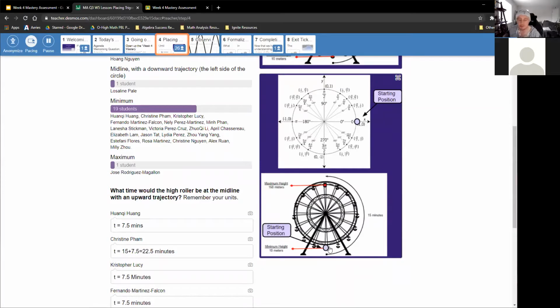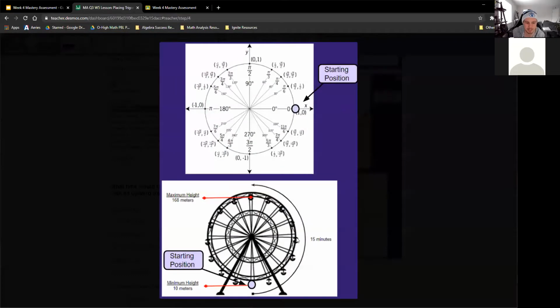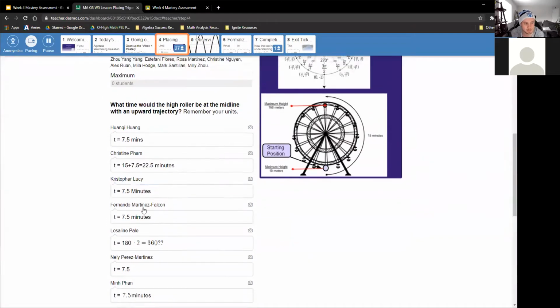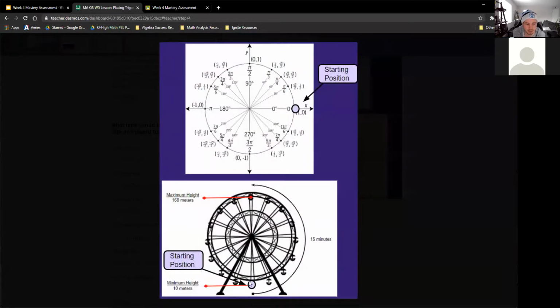Now, how long would it take for this guy to reach that midline there, right? You guys see right here, this is essentially right here to the right is where the sine function starts. So how long would it take to reach that midline? Well, it takes 15 minutes to reach the maximum. So we could probably deduce that it takes 7.5 minutes, right? That's what a lot of people are saying, 7.5 minutes. So guys, do you see what I mean? It takes 15 minutes to go from the minimum to the maximum on the Ferris wheel, right? So how long would it take to go to the midline? It'd take half that, 7.5 minutes.